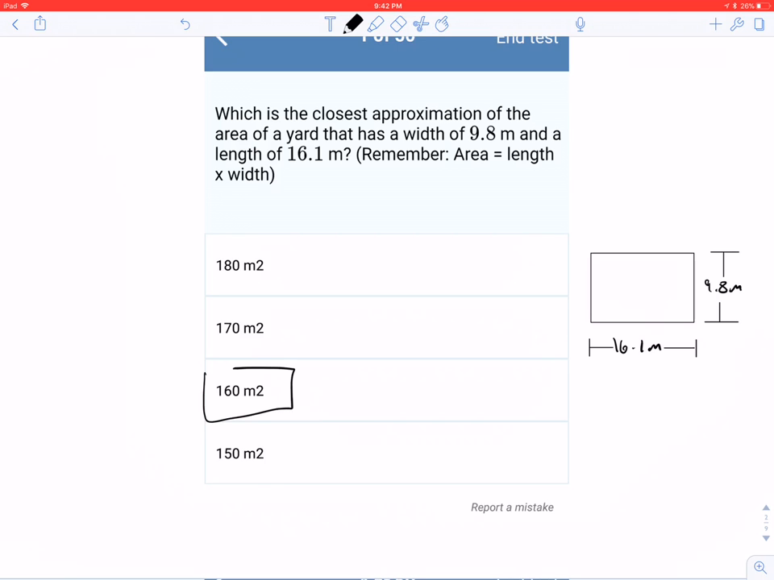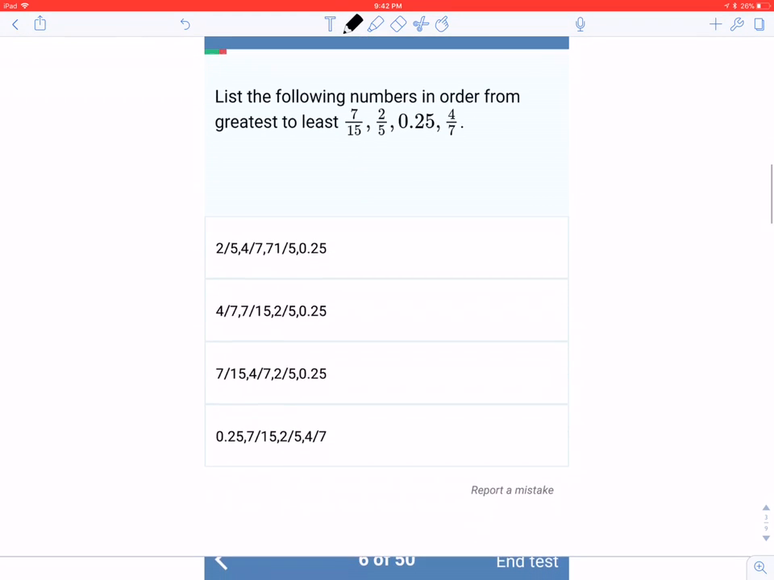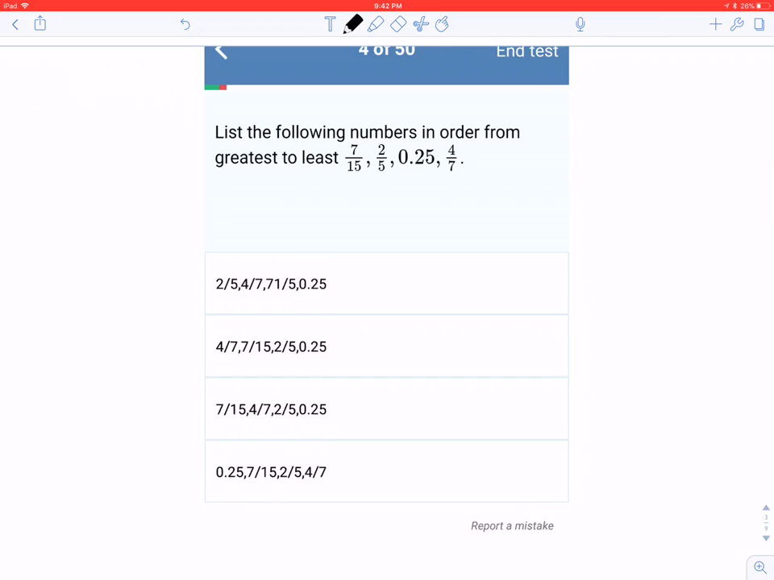Okay. Let's take a look at another one that comes in. It says, list the following numbers in order from greatest to least. Yeah, this is fun. So look, we have 7 over 15, right? We have 2 over 5, 0.25, and 4 over 7.